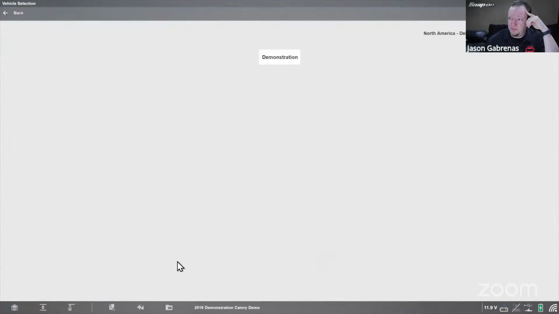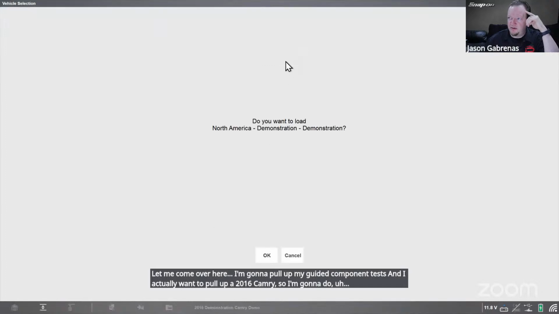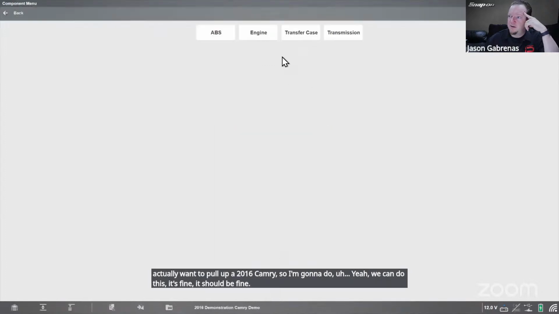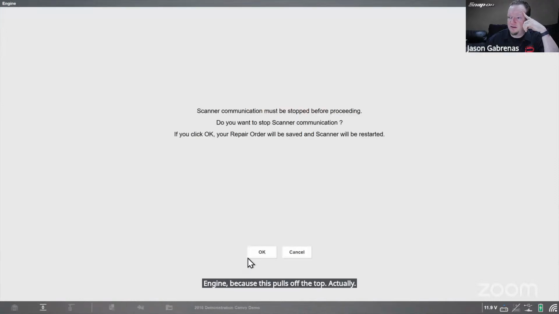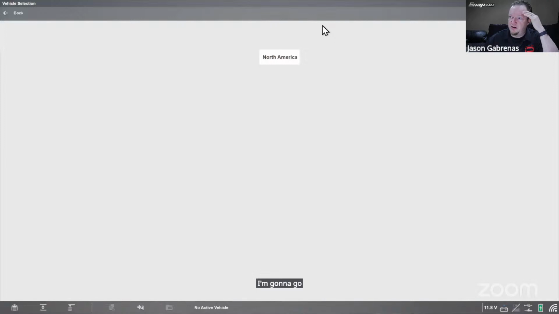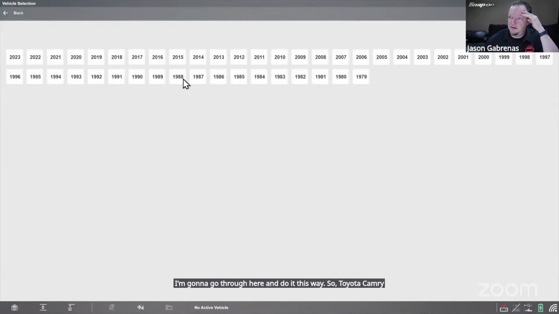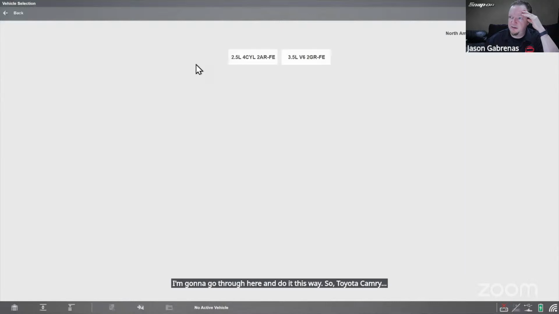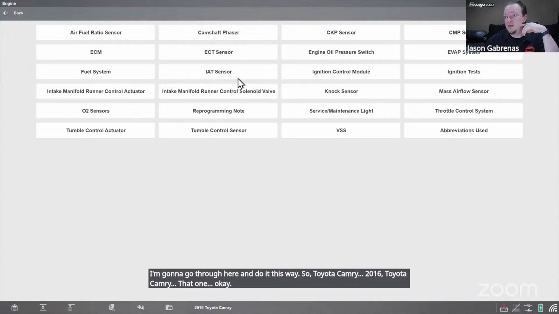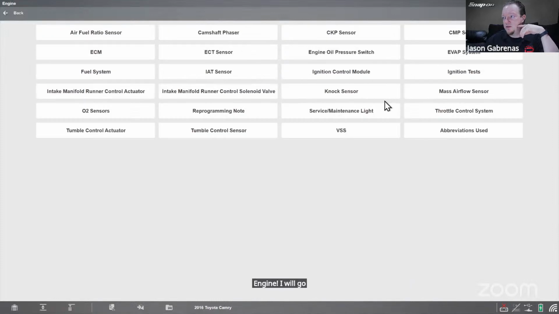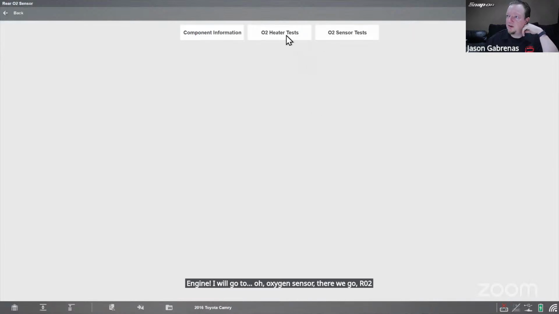And actually, I'm going to pull up a 2016 Camry. Yeah, we can do this. It's fine. Engine, because this pulls off the Tahoe. Actually, no, I don't want to do it that way. I'm going to go through here and do it this way. So, Toyota Camry, 2016, that one. Okay. Engine. I will go to oxygen sensor. There we go. Rear O2 sensor.